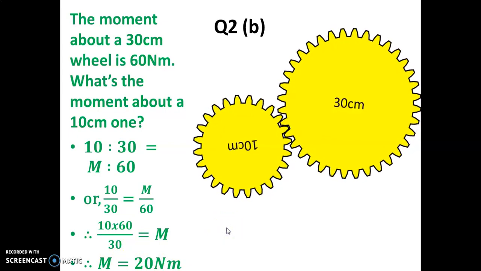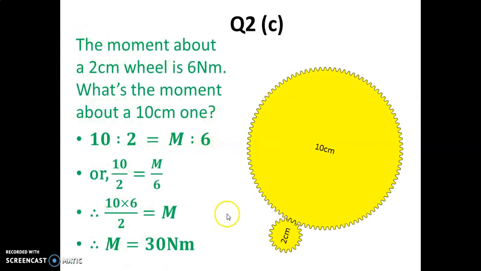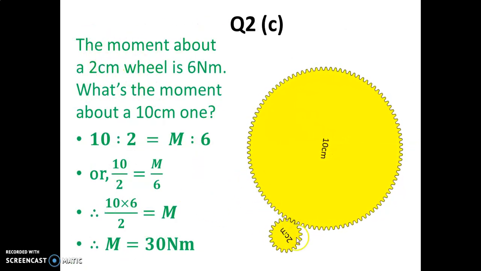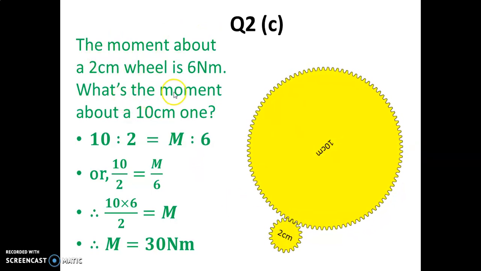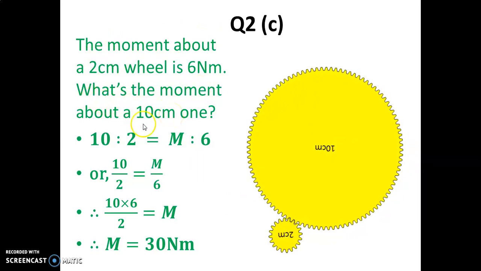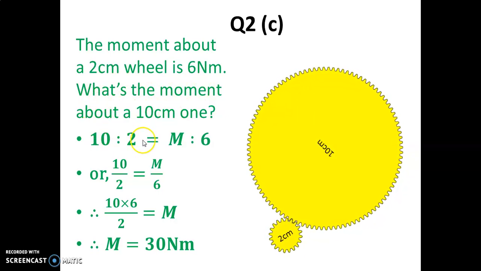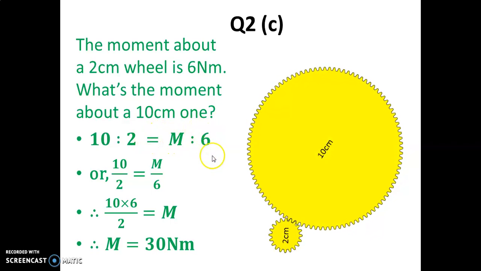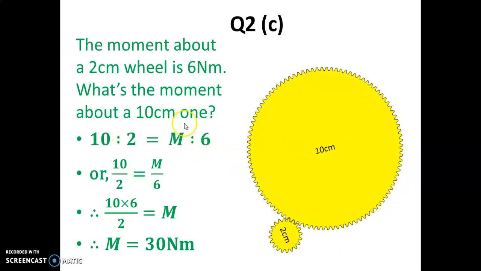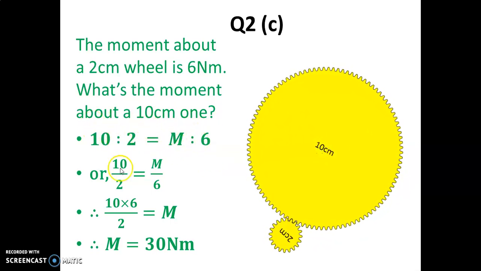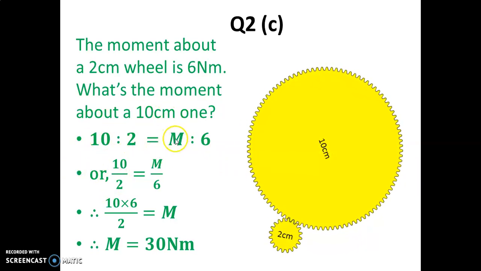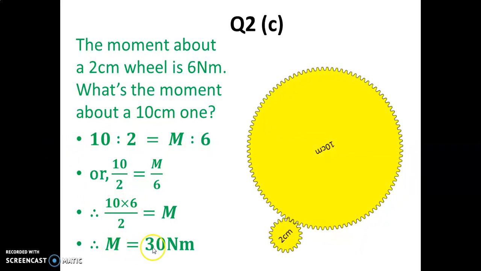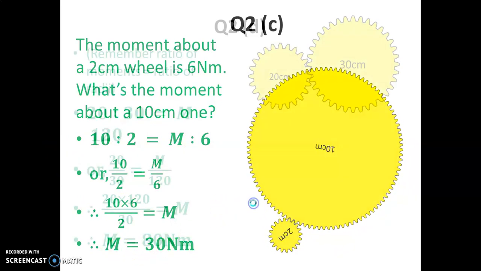Alright, and for 2c, the moment about a 2 centimeter wheel, in this case, is 6 Newton meters. What's the moment about a 10 centimeter one? Well, the ratio is 10 to 2, which is equal to M to 6, because that's the moment for the 2 centimeter wheel. We need to find out the moment for the 10 centimeter wheel. Again, rearrange this formula to make M the subject. You should get M equals 30 Newton meters.